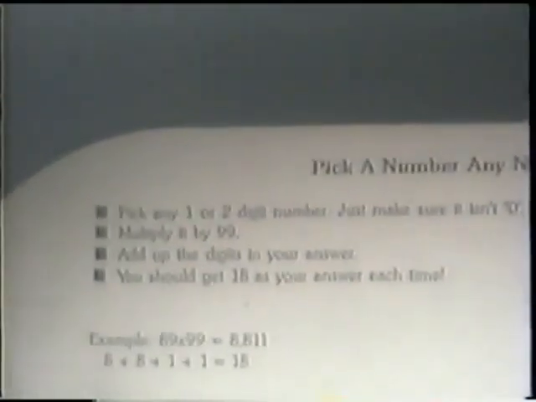So suppose I told you to pick a number. Pick any number. Pick any 1 or 2 digit number. Just make sure it isn't 0. You pick a number, any number. Now multiply it by 99. Add up the digits in your answer. You should get 18 as your answer each time.